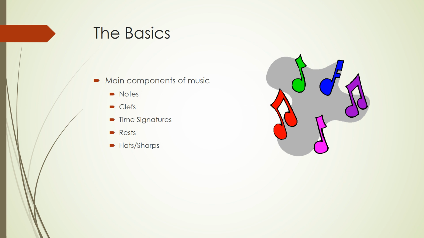Starting with the basic parts of music. Music is made up of lots of different parts and pieces, and these are the main basic ones. Music is made up of notes, clefs, and time signatures, and often contains rests, flats, and sharps.